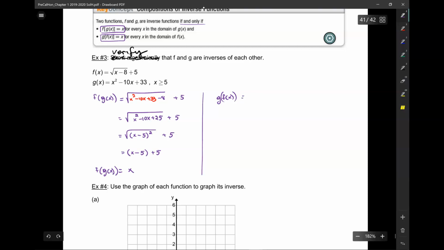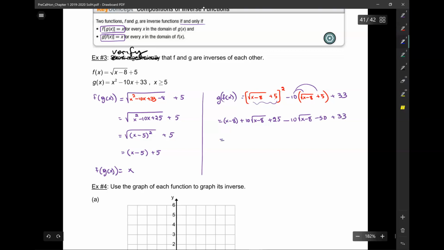All right, so x squared. So g, root x minus 8 plus 5, squared minus 10 times root x minus 8 plus 5, plus 33. Right? Is that right? X squared minus 10x plus 33. Yes. Okay. So let's see. This is going to equal. All right. If I square this one, the first term squared is x minus 8, plus 2 times 5 is 10 root x minus 8, plus 5 squared is 25. Now I distribute the minus 10 root x minus 8, minus 50 plus 33.